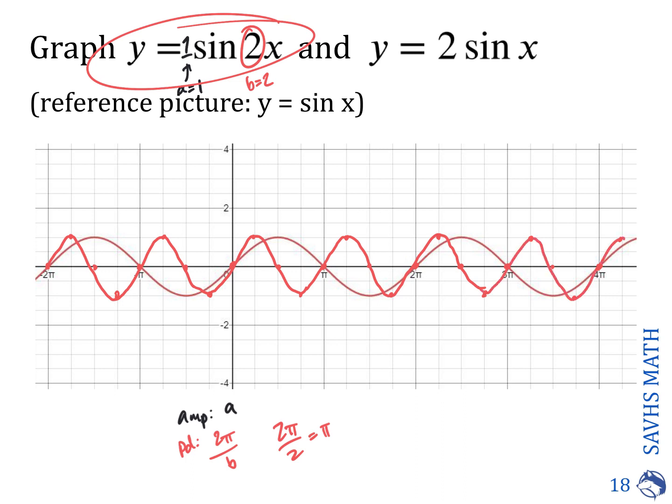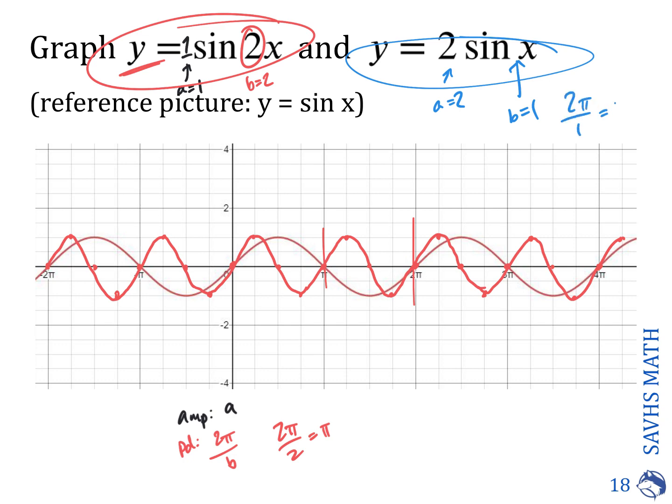Okay, and so this is not perfect. Probably this one is really the best one. But what you need to know is that this red graph, this one right here, is repeating twice as fast as the original one. Okay, this one I'm going to do in blue. I see that A equals 2. And so my amplitude is going to be 2, but my period is written as B equals 1. And so my period is still going to be 2 pi over 1, which is 2 pi.